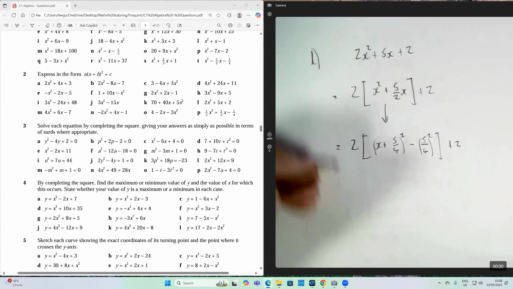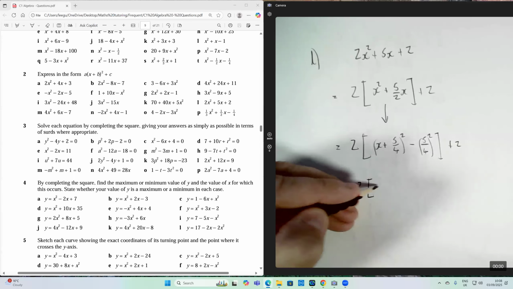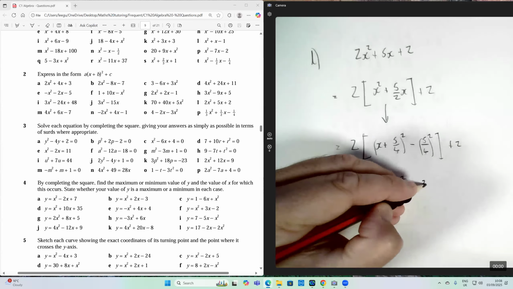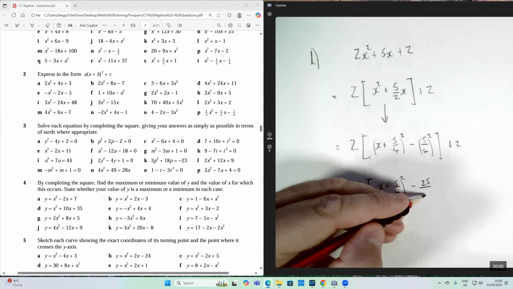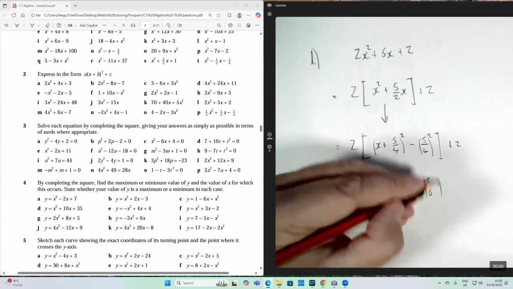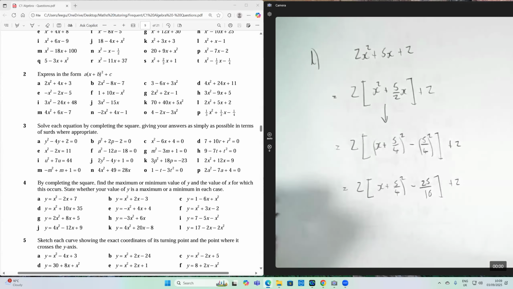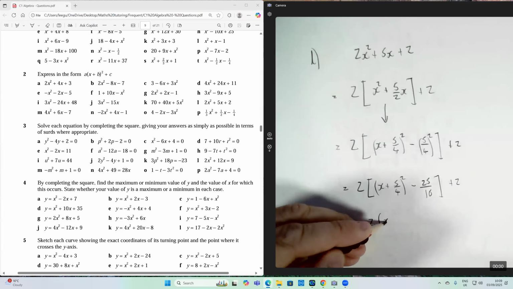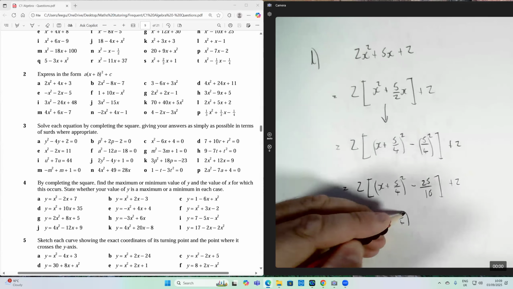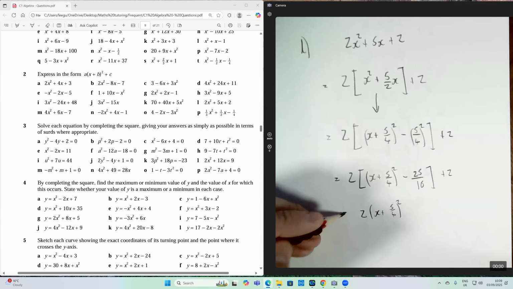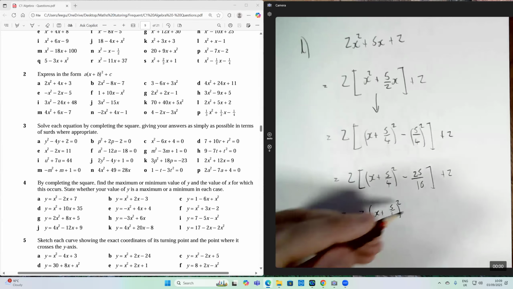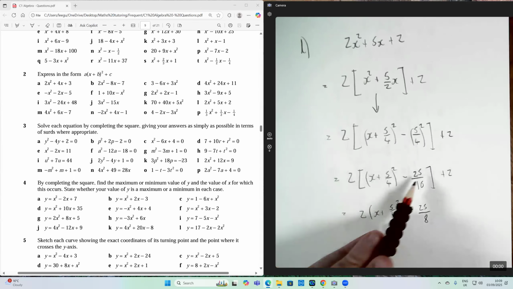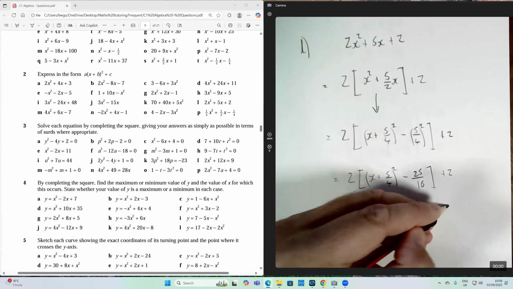So this is just following the same process of completing the square as previously. So x plus 5 over 4 all squared minus 25 over 16 in the square bracket plus 2. I'm now going to expand my bracket. So that's 2 open bracket x add 5 over 4 all squared. And I'm then going to multiply this by 2. So that's going to be minus 25 over 8, when I do 2 times minus 25 over 16, plus 2.